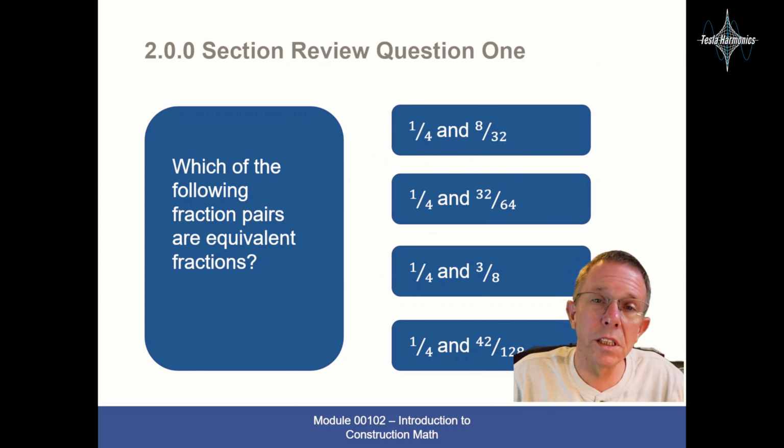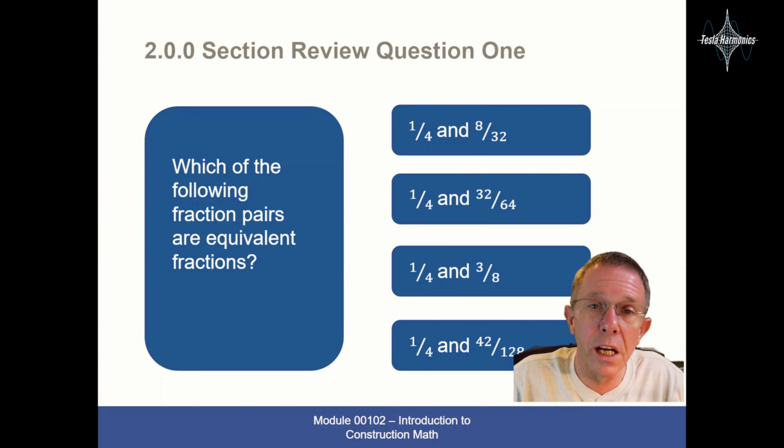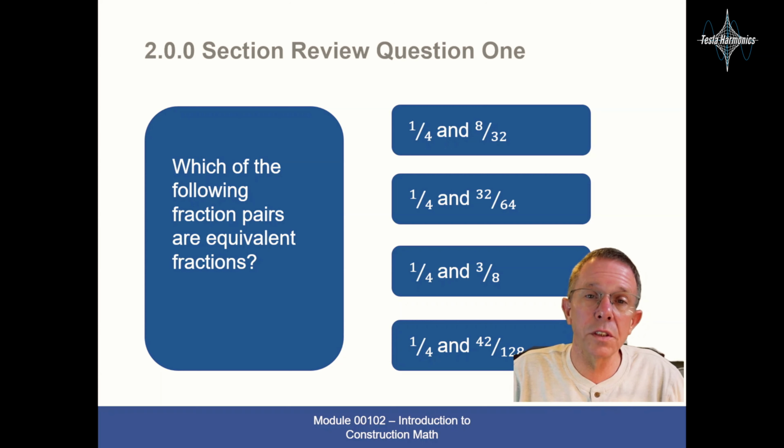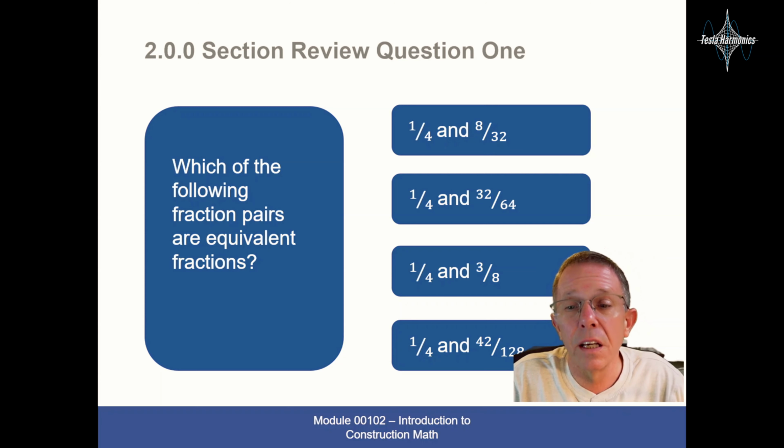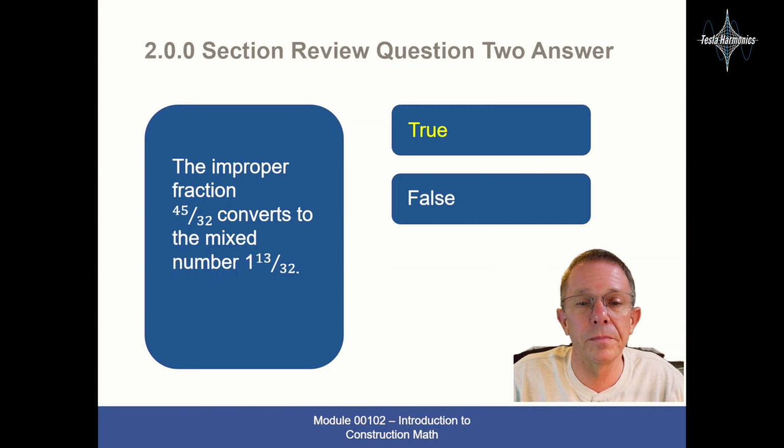And some review questions for this section. Which of the following fraction pairs are equivalent fractions? 1/4 and 8/32, 1/4 and 32/64, 1/4 and 3/8, 1/4 and 42/128. And that's going to be 1/4 and 8/32. The improper fraction of 45/32 converts to the mixed number 1 and 13/32. True or false? And that would be true.